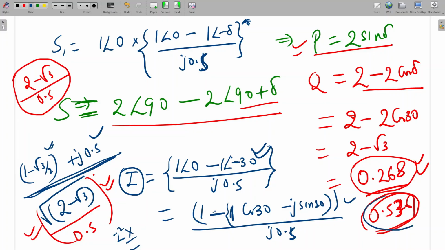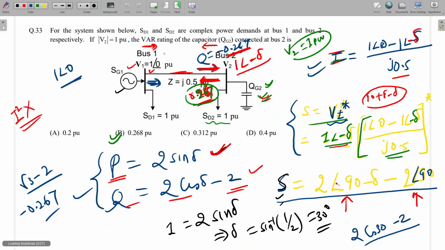So from this side 0.268 it is supplying. Here also 0.268 is supplying. That is consumed by this line. And if we do I square x, then the summation of both reactive powers will be the I square x. Now is it clear to all?